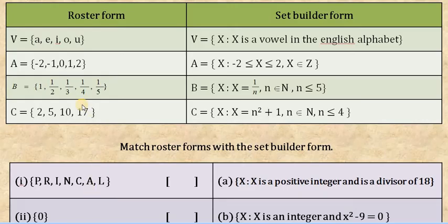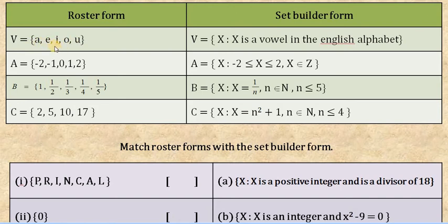Now let us see this table of roster form and corresponding set builder form. For our practice sake, I am taking this table. Now let us see. V is equal to {A, E, I, O, U}. So this is the roster form. V is a set containing all these elements. What are those elements? A, E, I, O, U.